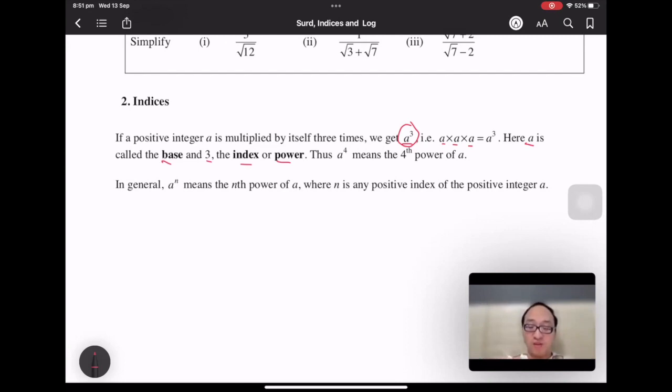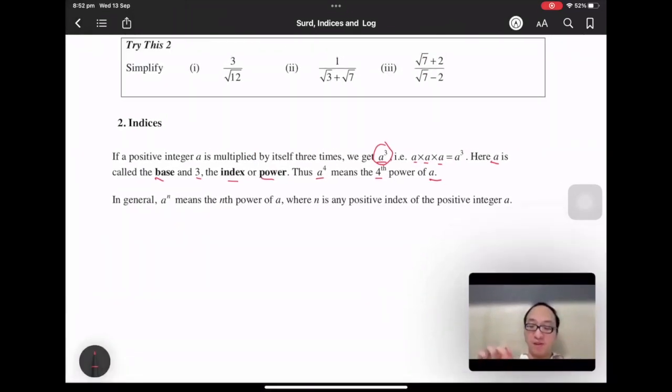So if we have a to the power of 4, a will be the base and 4 will be the index or the power. For example, 3 to the power of 8. That means the base will be 3 and the index will be 8.